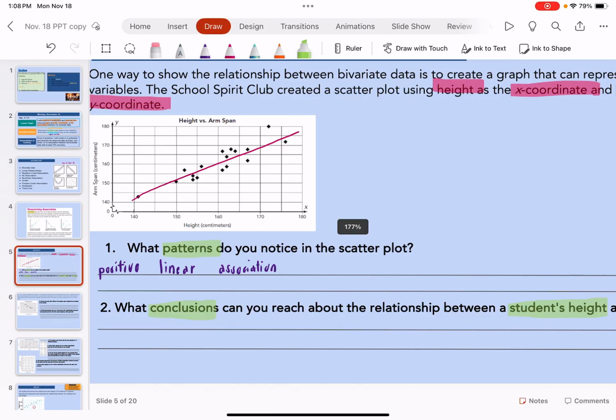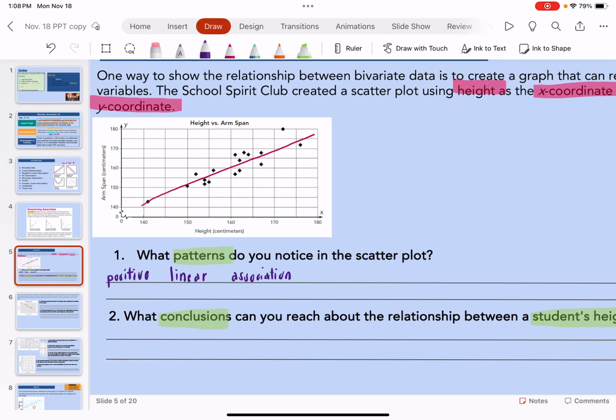Okay, so we are gonna go ahead and write a statement using the sentence frame or the sentence stem as, and usually we always start off with the independent variable. So in this case, the independent variable is the height in centimeters. So as the height in centimeters increases, our dependent variable is the arm span. So the arm span in centimeters also increases.